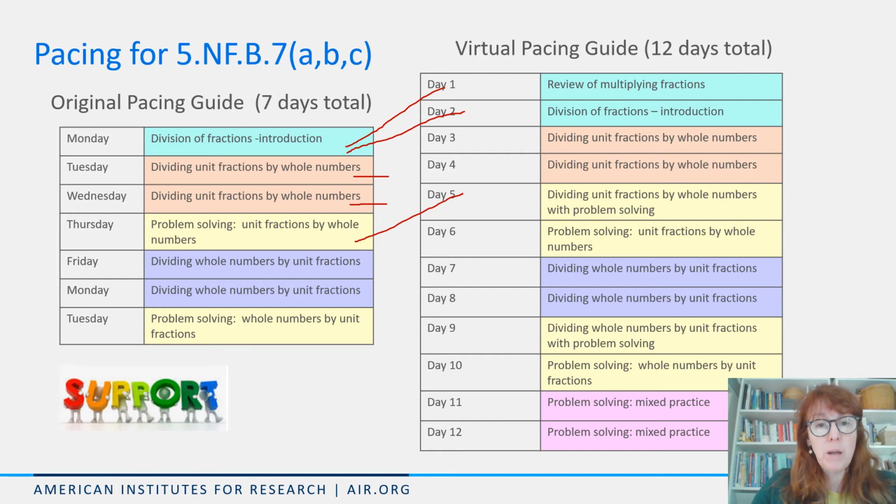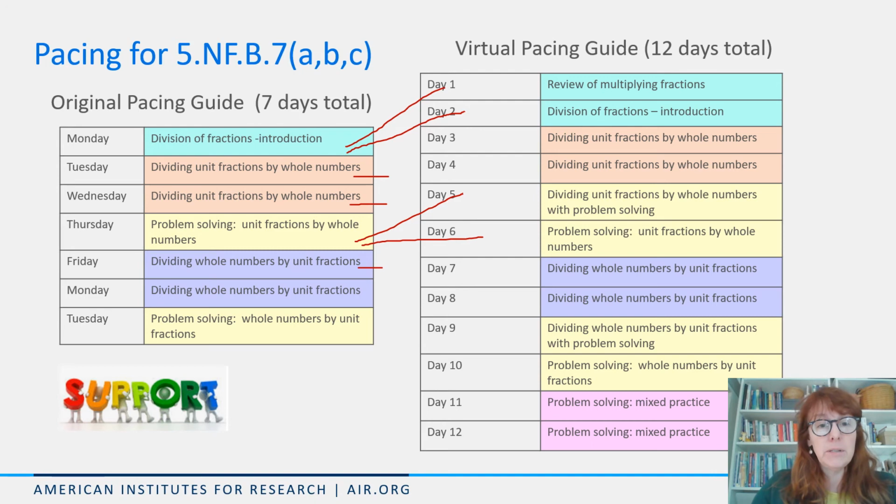But when I get to the problem-solving day, I'm going to take that 1 day from my original pacing guide and map it to 2 days in my virtual world. This is going to give me more time to do support one-on-one with my students if I need to, because problem solving can often be a leap for kids.